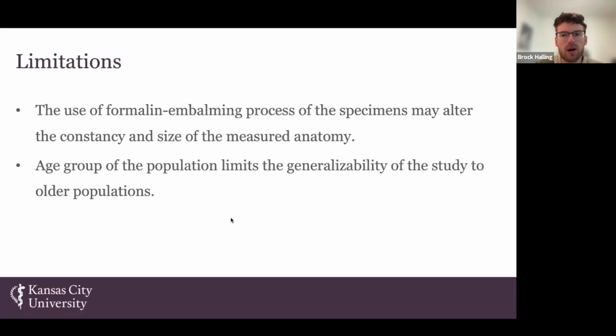Of course, our project is not without its limitations. The embalming process may alter the size, shape, and consistency of the donor anatomy, as well as the age group of our population limits the generalizability of the study to older populations.